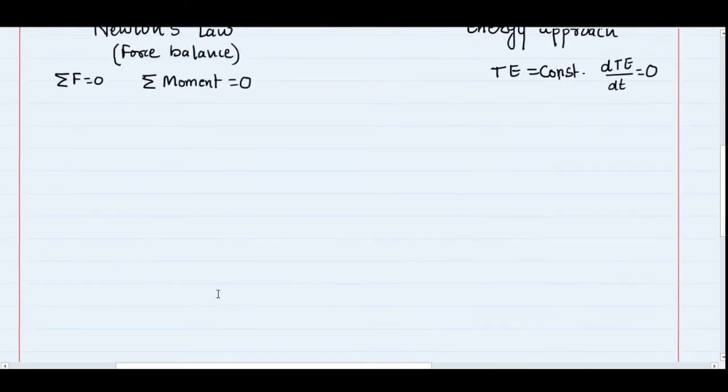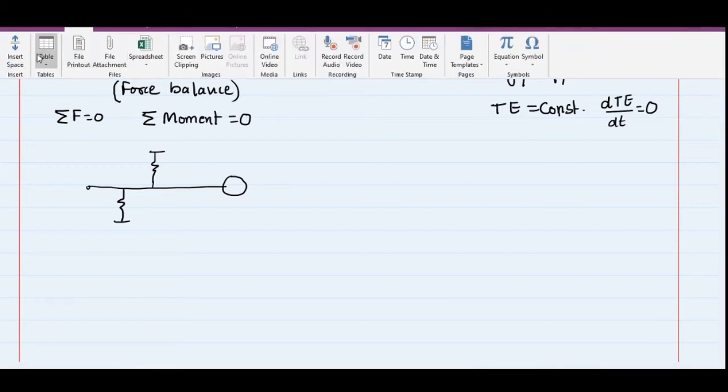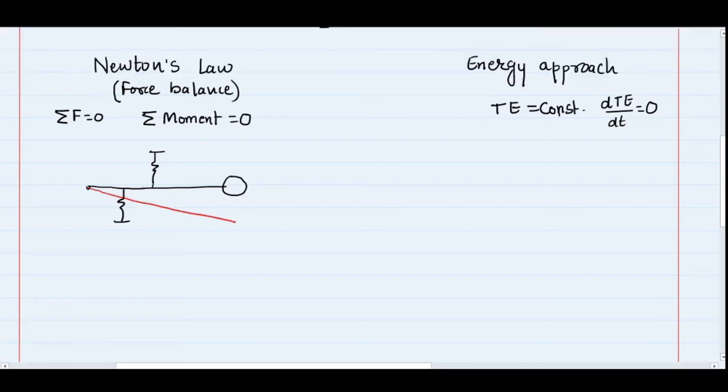So let's start with case 1, where we assume that the rod is massless and the only mass is at the tip. This is my rod, which has a mass m here, and there are two springs connected at distances L by 2 and L by 4. When it vibrates, let this be the displaced position with an amount of theta. As the mass moves, the springs will also undergo some compression and extension.